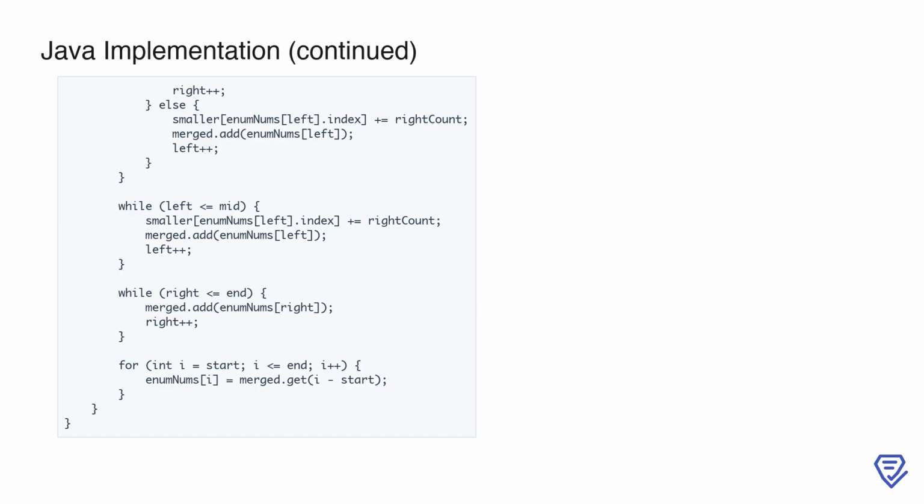After the main loop, any remaining elements in the left or right half are added to the merged list. Finally, the sorted and merged elements are copied back into the enum-nums array to update the original segment. This ensures that the array remains sorted throughout the recursive process, enabling efficient calculation of smaller counts for all elements.